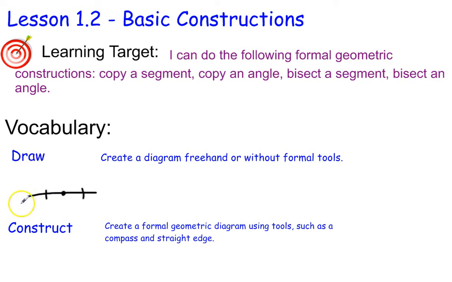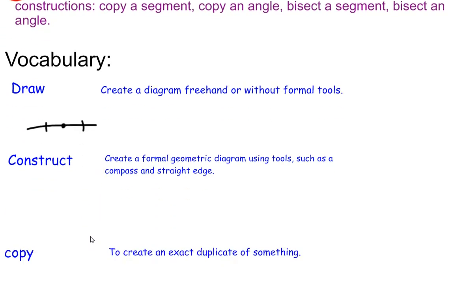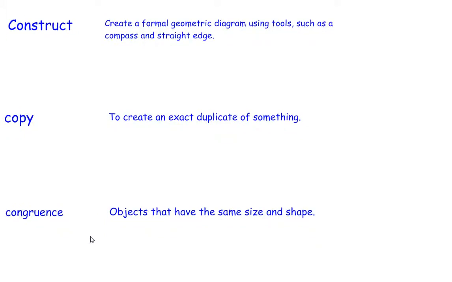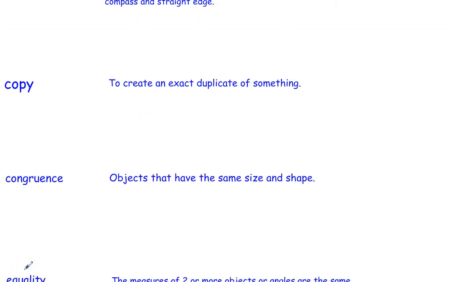So that's a drawing. Alright, next up is construct. If you are constructing something, you need to use formal tools. So drawing, you don't use formal tools. Constructions, you do. And the formal tools for constructions in geometry are a compass and a straight edge. In a little bit we'll show you how to do the constructions. To copy something means to create an exact replica. In this class we will typically make copies using constructions.